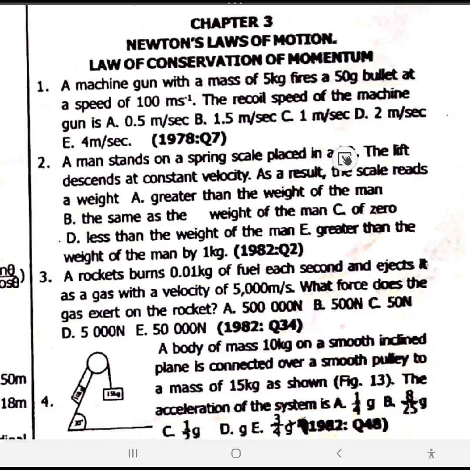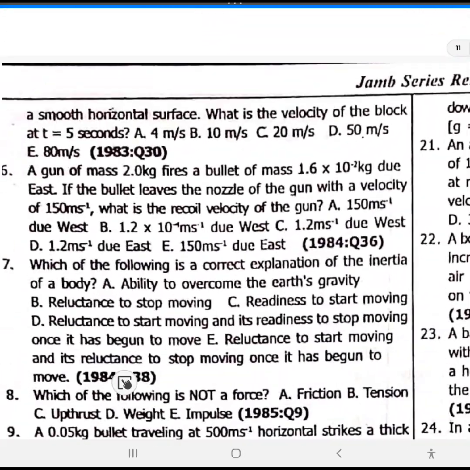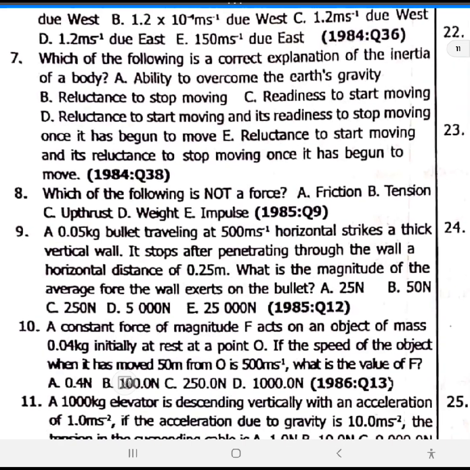Next, a man stands on a spring scale placed in a lift, and the lift descends at constant velocity. What would the scale read? There are a little bit of complex derivations to this, but what the scale will read is the same as the weight of the man. Next question is skip. Next, skip. 5, skip. 6, skip. There are not too many calculations or theories here, sorry.